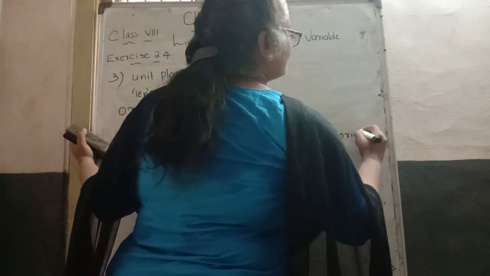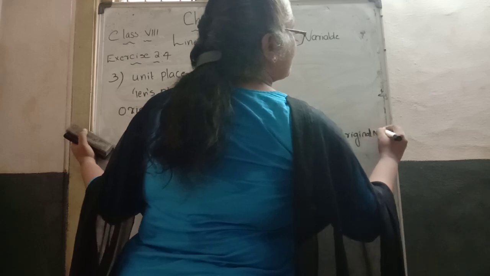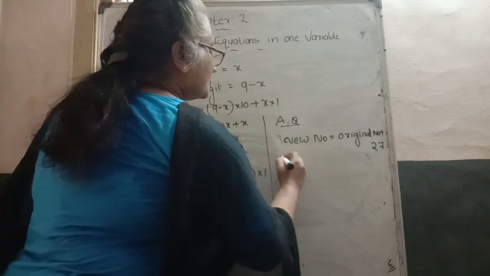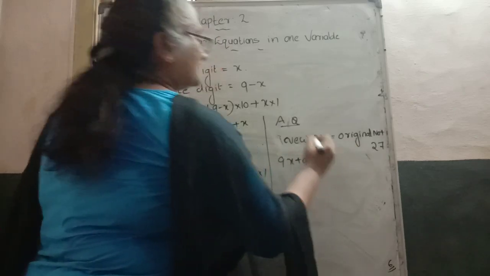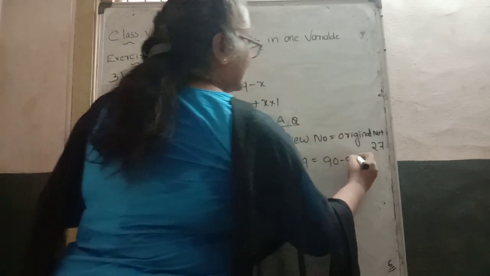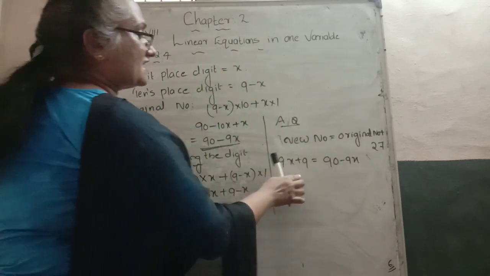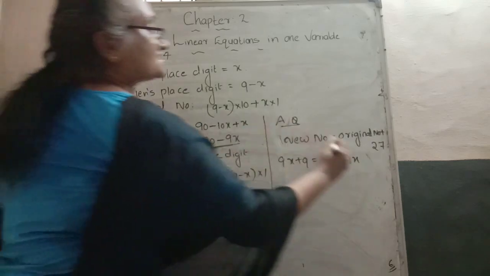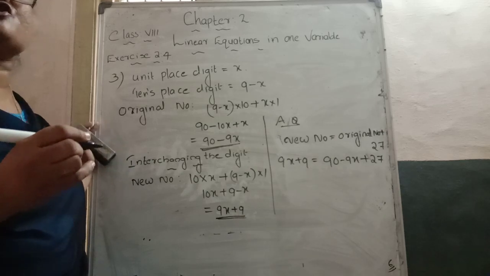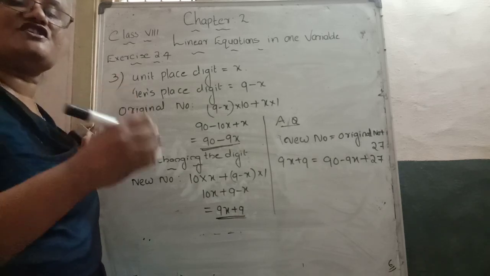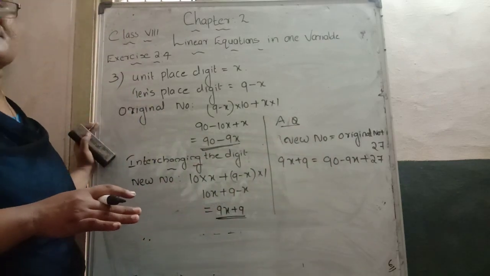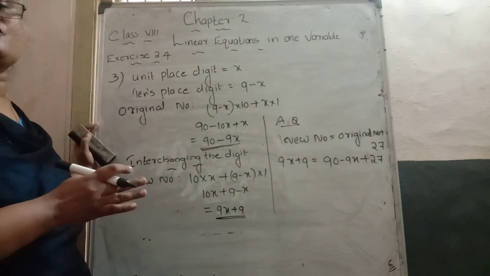The original number is greater, so what do we do? We add 27. Which is our new number? 9x plus 9 is our new number, which is equal to, with the original number being 90 minus 9x, plus 27. See, the new number is 9x plus 9 and the original number is 90 minus 9x. The new number is greater than the original number by 27. That's why we write the expression in this way. This is our linear equation.